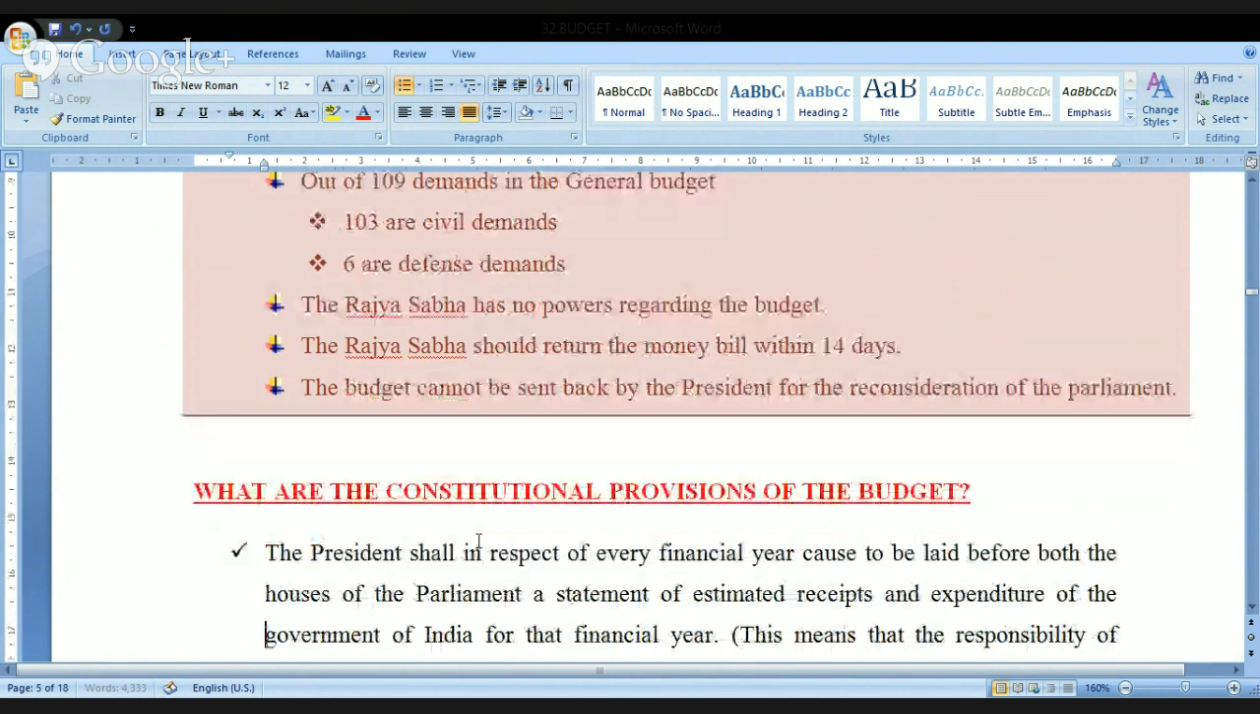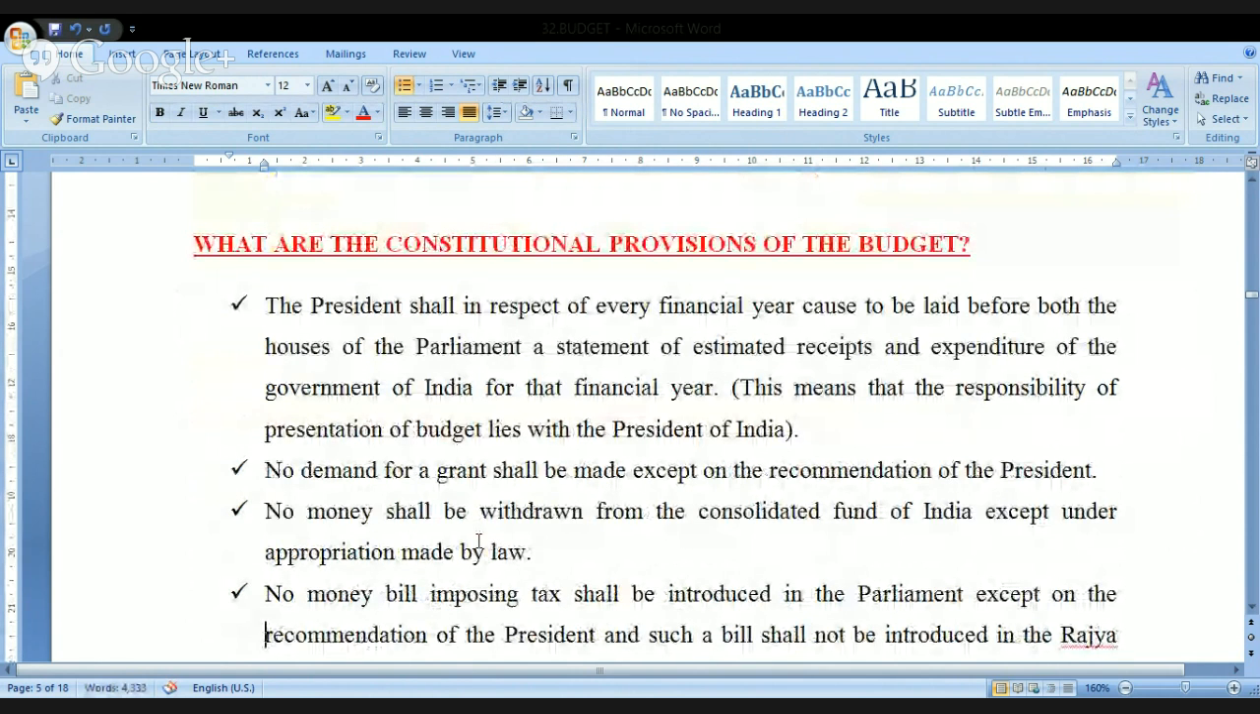So look at this. What are the constitutional provisions of the budget? Kindly remember, the word budget is not mentioned, but in the place of the word budget, we have something called annual financial statement. Now, the president shall, in respect of every financial year, everything is mentioned in the constitution. The president, in respect of every financial year, shall cause to be laid before both the houses of the parliament a statement of estimated receipts and expenditure of the government of India for that financial year. This means that the responsibility of the presentation of the budget under the constitution lies with the president of India.